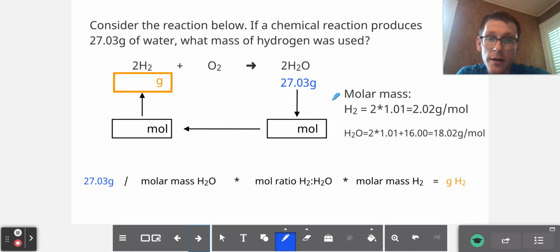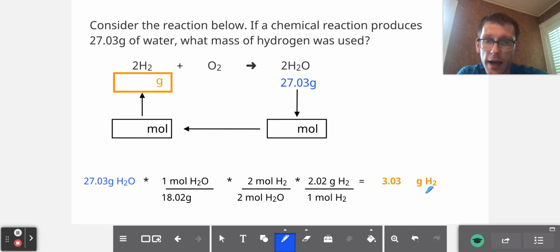So the first thing, before we actually insert numbers here, we need to get the molar masses. For hydrogen, there are two hydrogen atoms for H2. Two hydrogen atoms times 1.01, the atomic mass of hydrogen. So the molar mass of hydrogen is going to be 2.02 grams per mole. For water, it's the same thing, but add in an extra oxygen, which is 16. And so we get 18.02 grams per mole.